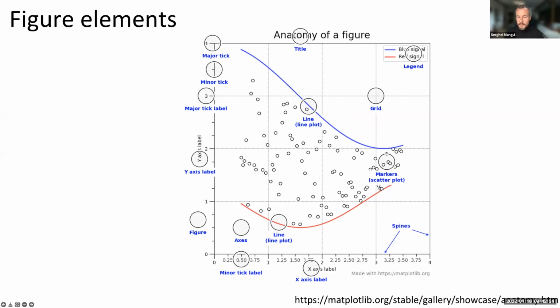Then some other elements. Legend, I think, is very important, right? You want to say what is blue versus red. People need to know that. Title, sure, the title of the figure, you can add that. Then what is not here is the name of the x-axis and the name of the y-axis.